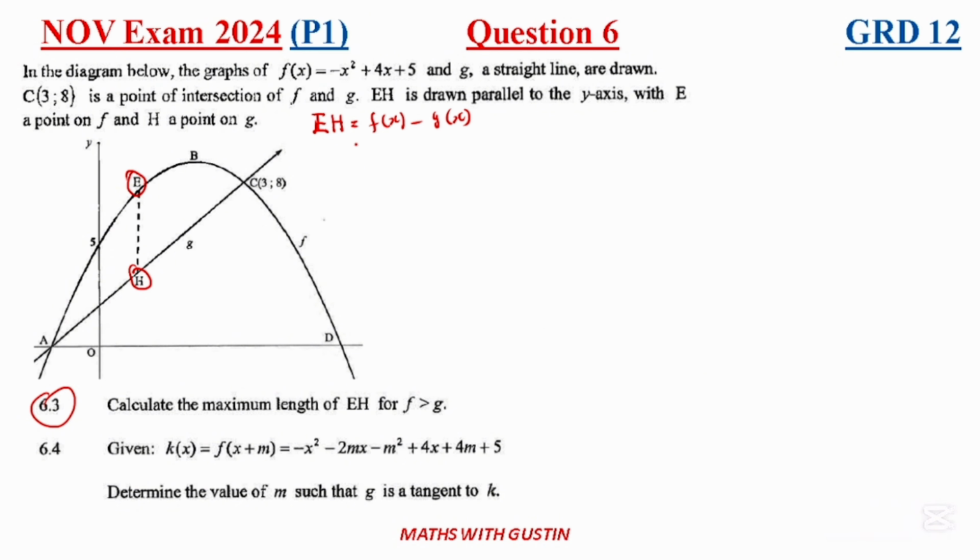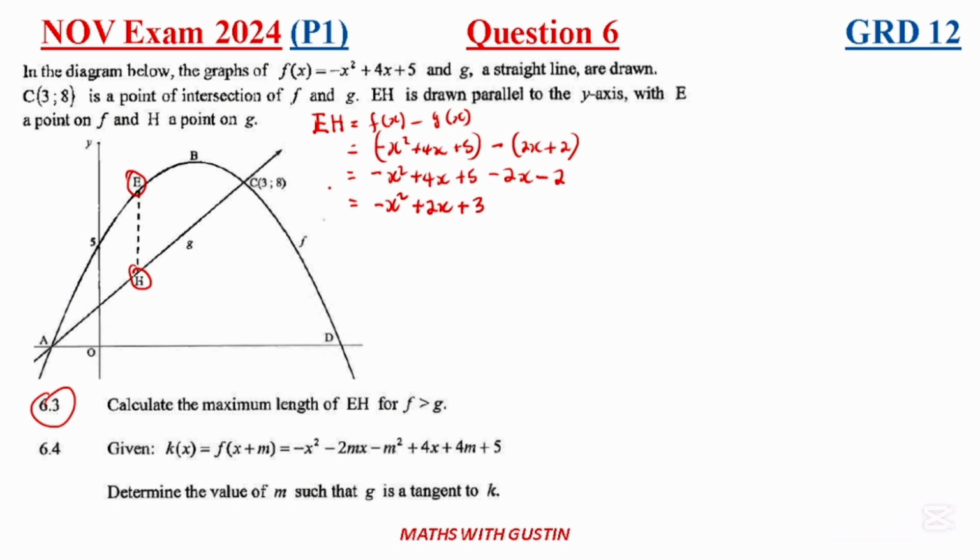Okay, so what do you have? f of x is minus x squared plus 4x plus 5, all in bracket, minus 2x plus 2. So we're going to have to simplify this. This will stay as minus x squared plus 4x plus 5 minus 2x minus 2. Okay, so therefore now here what do you have? Once you simplify further, we're going to have x squared, 4x minus 2x is going to be plus 2x, 5 minus 2 is going to give us 3.